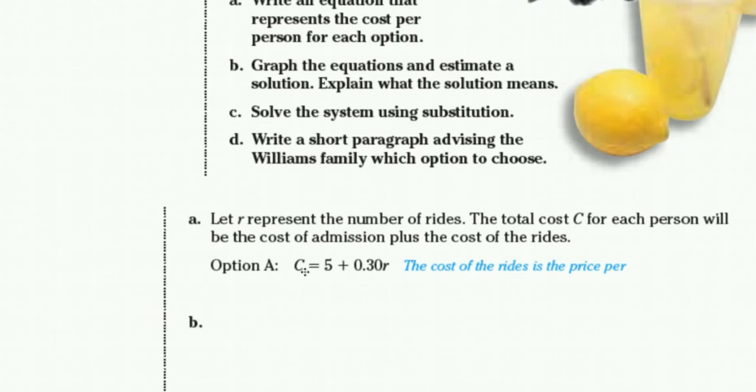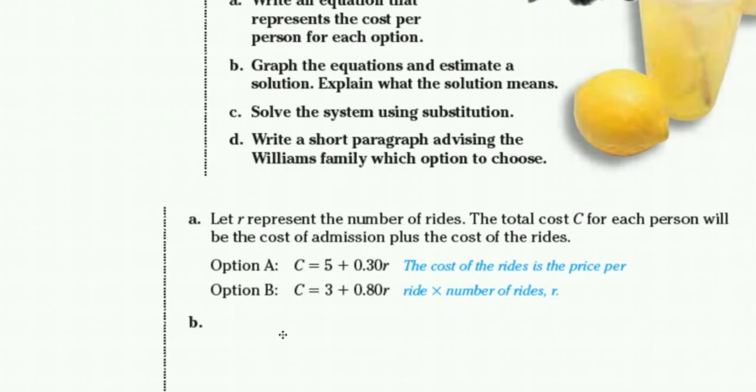So 5 plus 0.3R. The cost of rides is the price per ride times the number of rides, and option B would be 3 plus 0.8R.